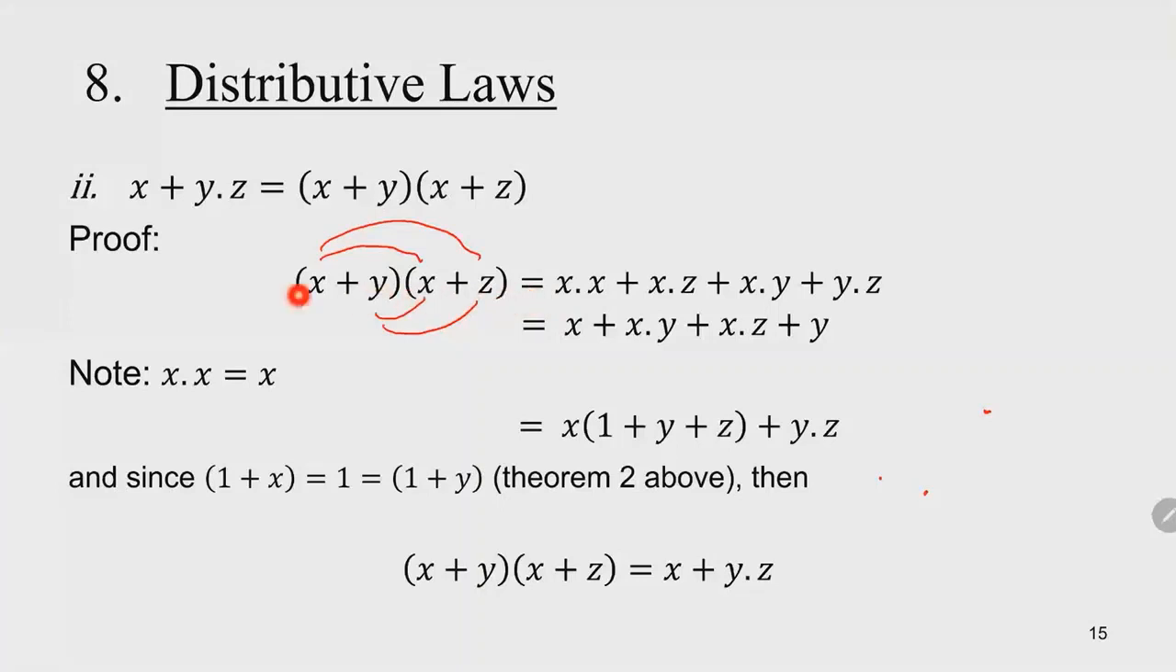So if we distribute this, we got x and x, and then all with x and z, and with x and y, all with y and z. And if we applied one of our earlier laws, we said that x and with itself is equal to x. So here we simplify to x.